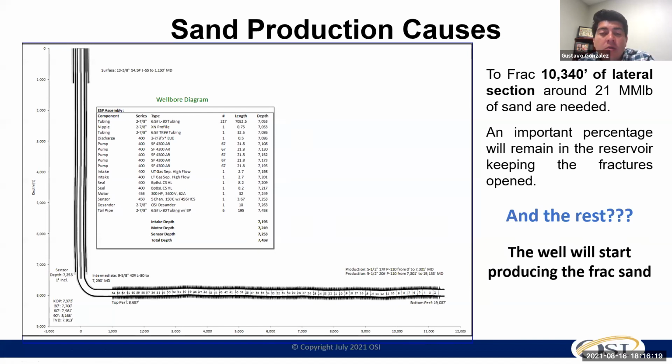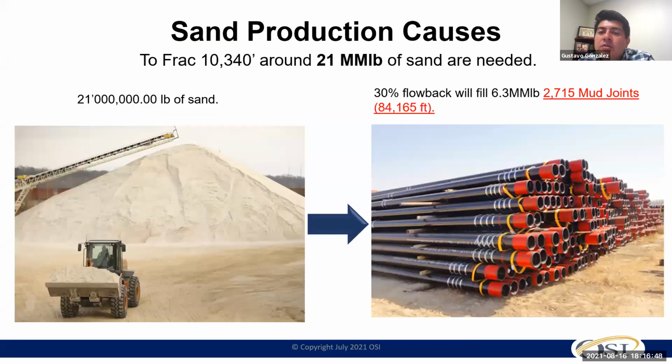But at the same time, due to those pressures, some of the sand that we use to frac these stages is going to come back. Not 100% will remain in the reservoir. But now what do we do? Either we have enough bottom hole pressure from the beginning to allow this well to flow, or we have to design something that can allow us to deal with the sand. So always keep in mind what's going to happen with the rest of the sand that is coming back. 30% is the amount that we're able to flow back.